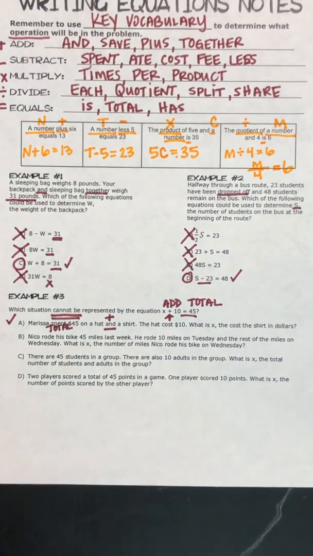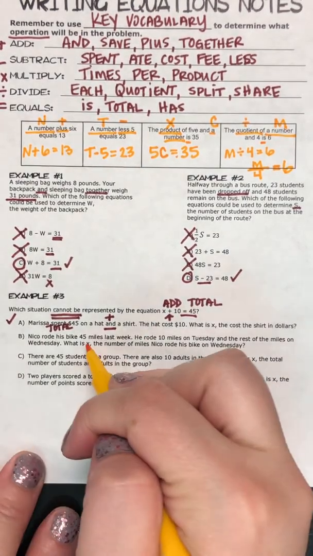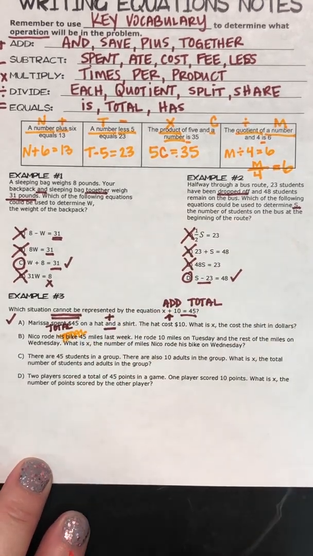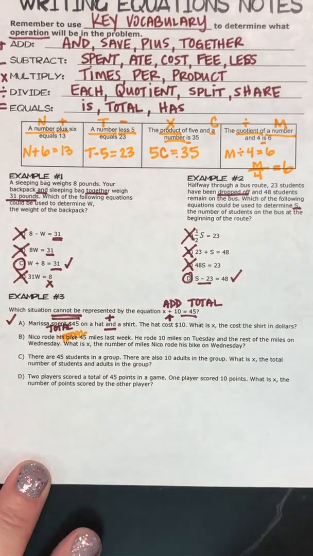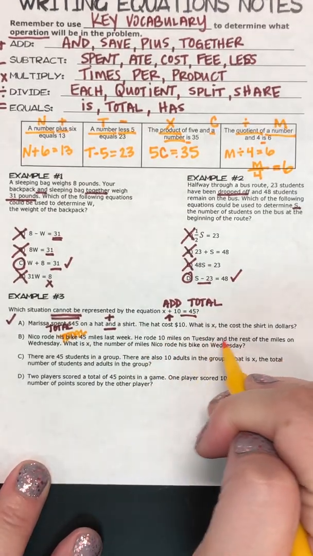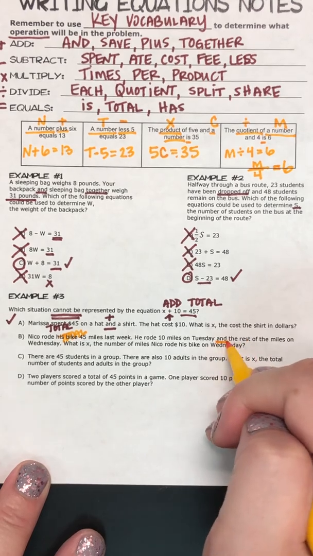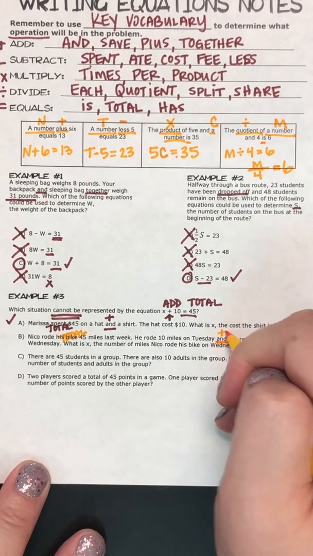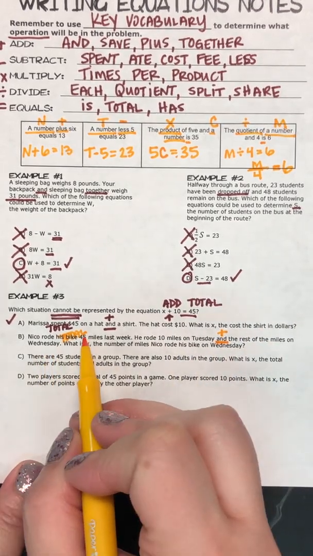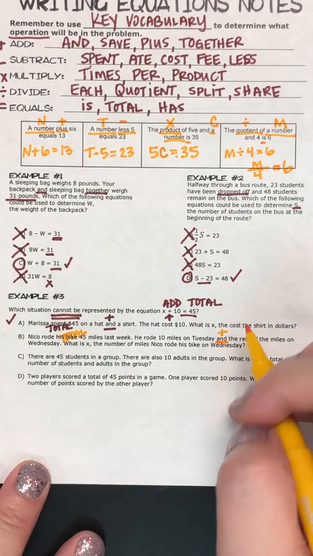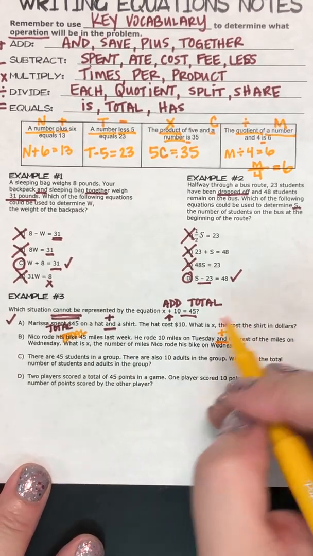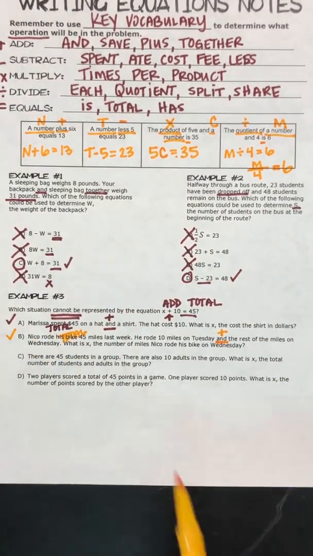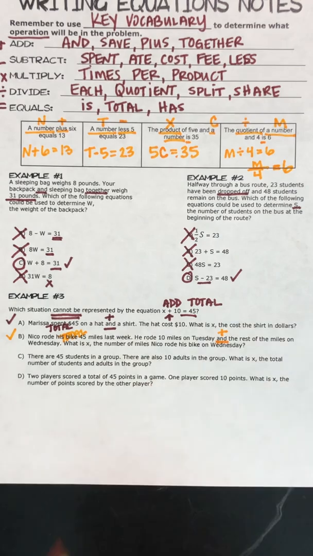Letter B says Nico rode his bike 45 miles last week. So again, that is our total, okay? Total of 45 miles. It says he rode 10 miles on Tuesday, and then he rode the rest on Wednesday. So essentially Tuesday plus Wednesday is gonna get us our total of 45. So again, this is an addition problem with a total of 45. So we're pretty sure that one is correct as well.